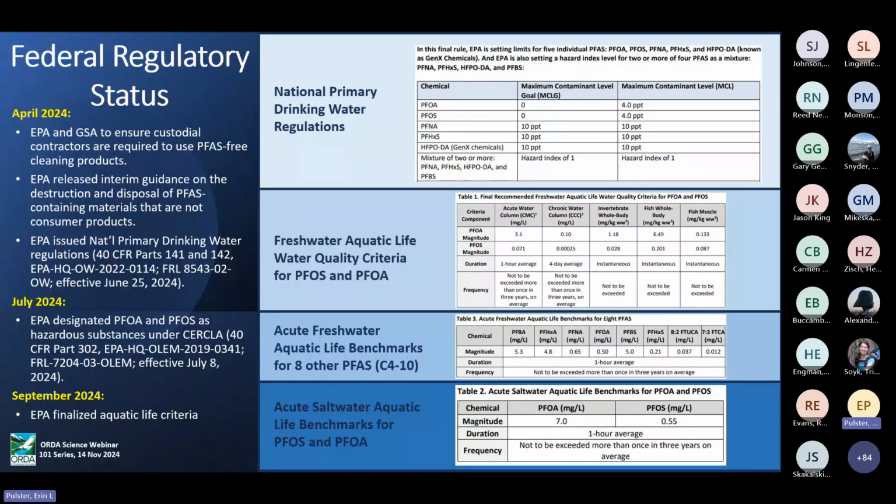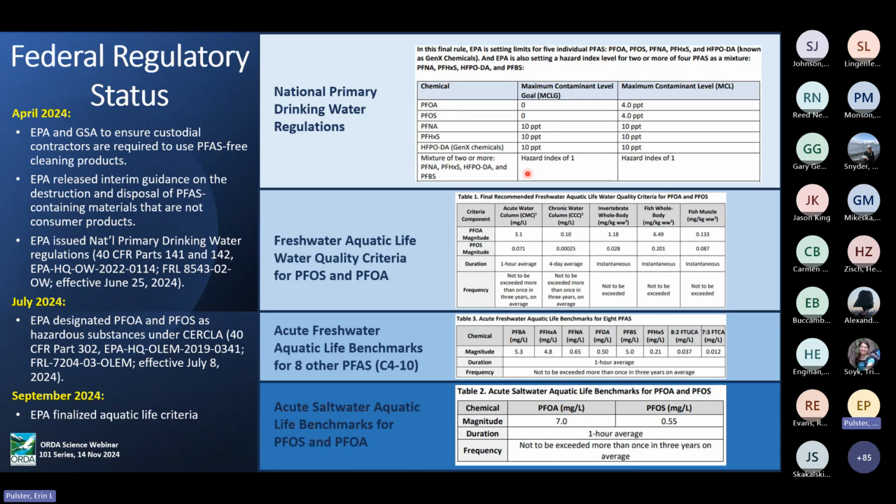And more importantly, they issued the first national primary drinking water regulations. So this essentially shows the maximum contaminant level goal for PFOA and PFOS is 0. That's the goal. That means it's not enforceable, but they would like to see 0 PFOS and PFOA concentrations in our drinking water, but the maximum contaminant level that's enforceable is 4 parts per trillion for both of those individually. They also released guidance for 3 more, PFNA, PFHxS, and GenX, and those are each 10 parts per trillion for the goal and the maximum contaminant level.